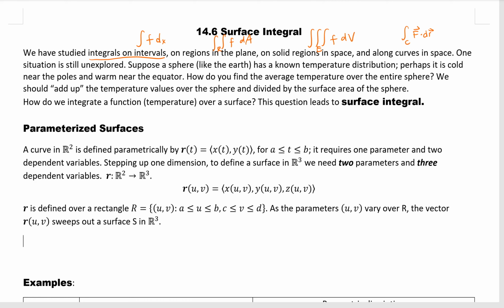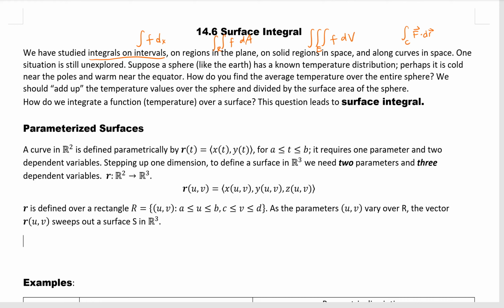So we should add up the temperature values over the sphere and then divide by the surface area of the sphere. How do we integrate a function, let's say the temperature function, over a surface? This question leads to the surface integral. So in order to learn the surface integral, we must first talk about the parameterization of a surface.